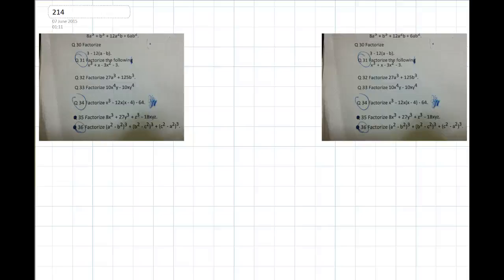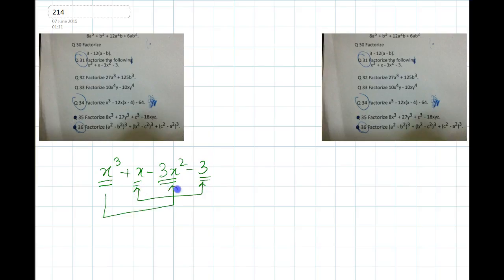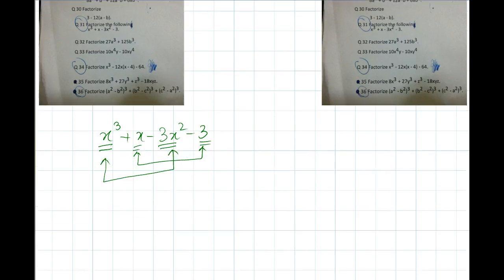Let's first look at question 31. We have to factorize x cube plus x minus 3x square minus 3. We can quickly see there is some x and 3 and x and 3. Why don't I rearrange the terms? Let's bring 1 and 3 together and 2 and 4 together, the terms. I can also write it as x cube minus 3x square plus x minus 3.